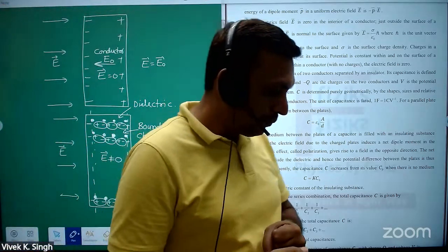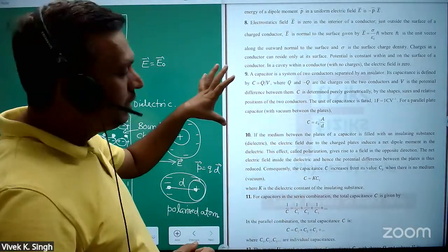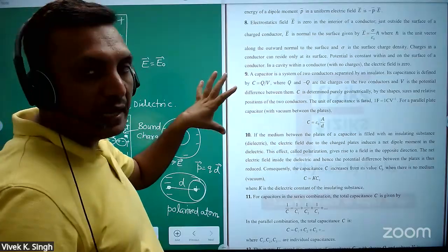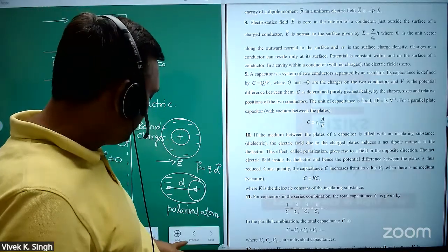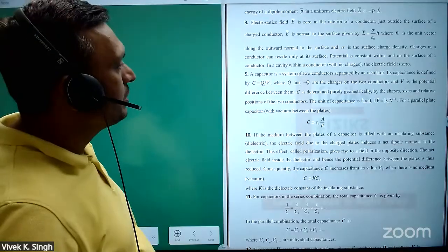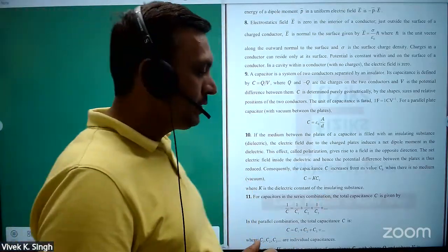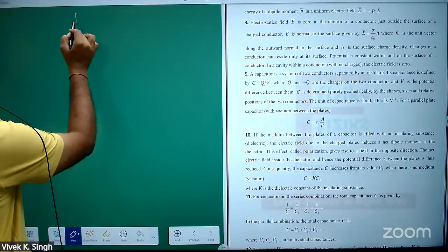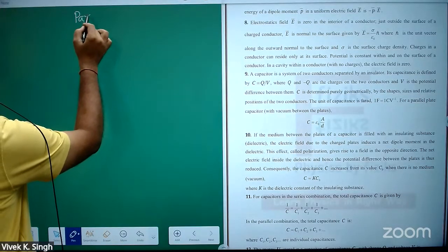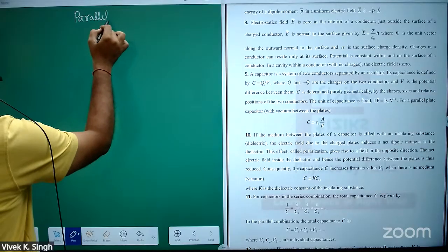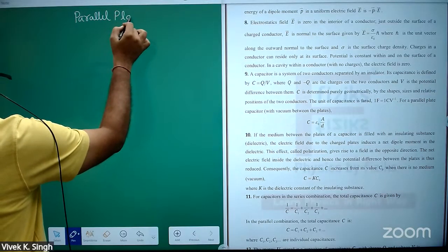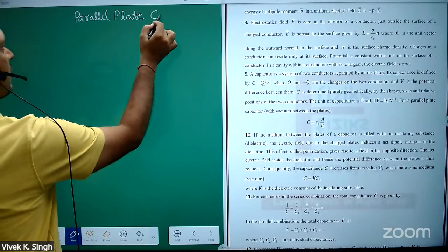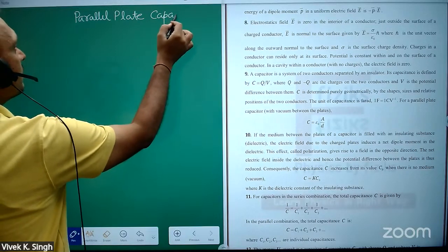Now, questions will be asked based on parallel plate capacitors. So let's see a summary of the parallel plate capacitor. You know about the parallel plate capacitor.